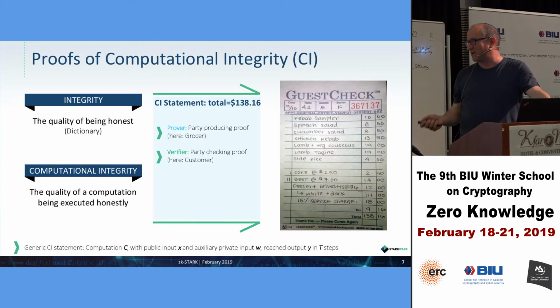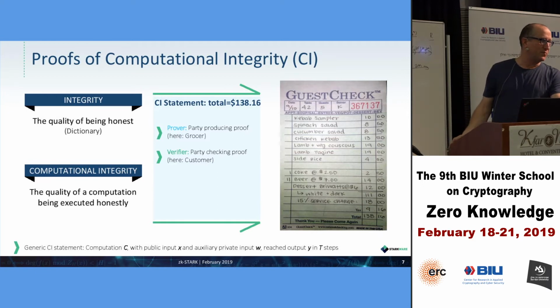In general, this is a statement about summation of numbers. But a general computational integrity statement could be specified by a computer program that doesn't have to be summation. It could be something much more complicated, like verifying all transactions in Bitcoin's blockchain. It would be specified also by a public input, like the very beginning of the network. There'll be some auxiliary private input, maybe all of the blockchain, and an output that could be, let's say, the hash of the latest block in Bitcoin's blockchain, and a specification of the number of time steps it took to verify.